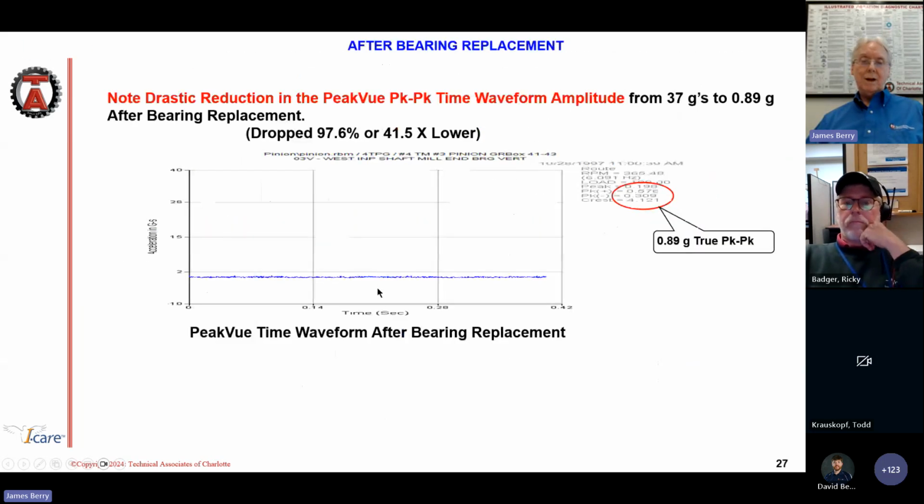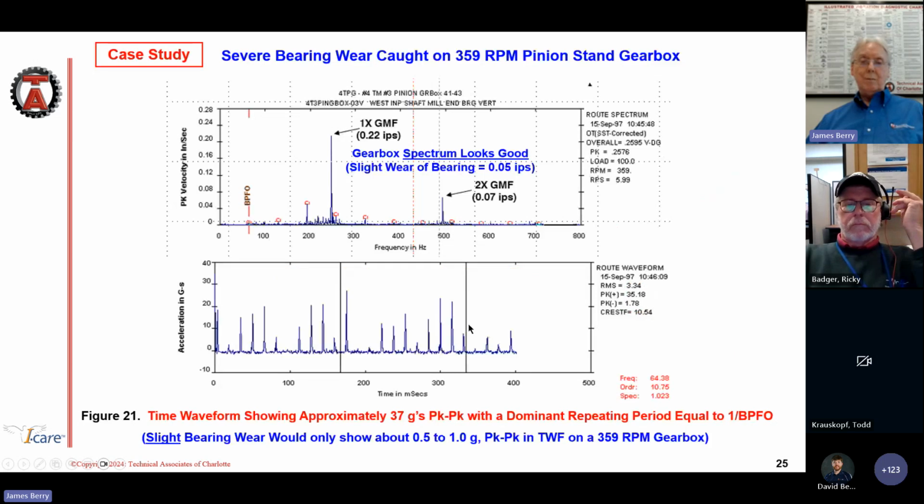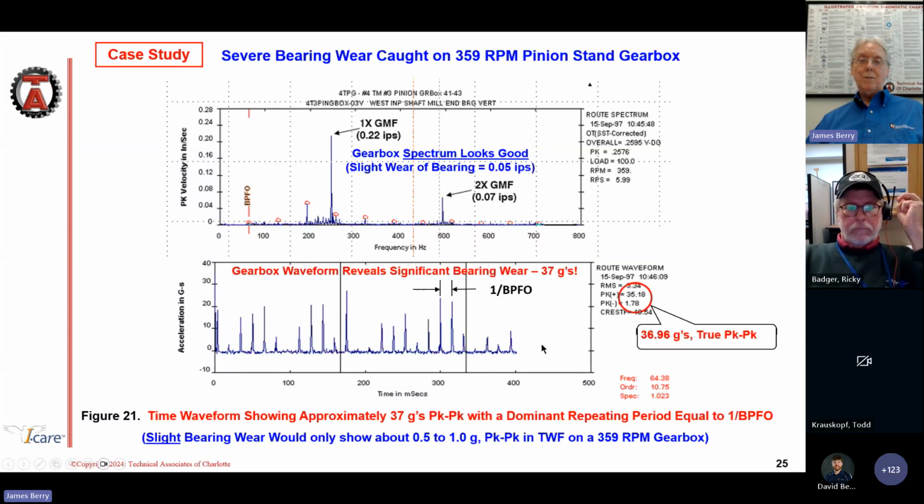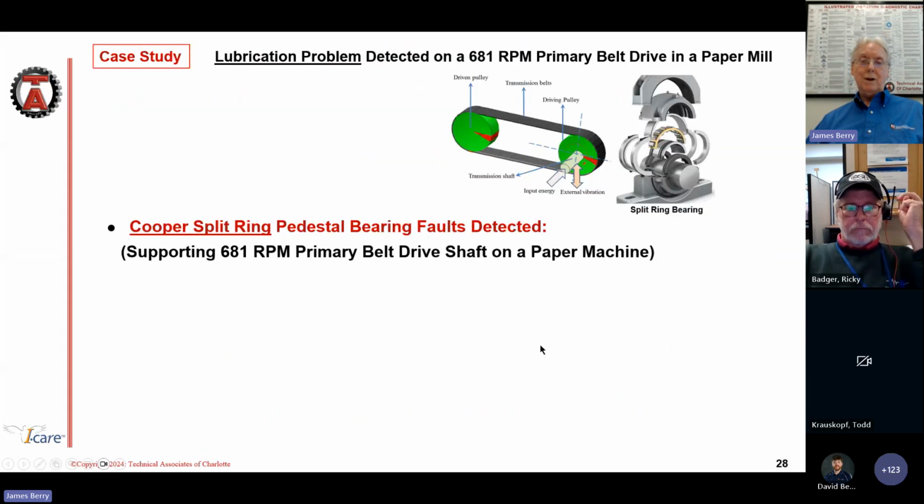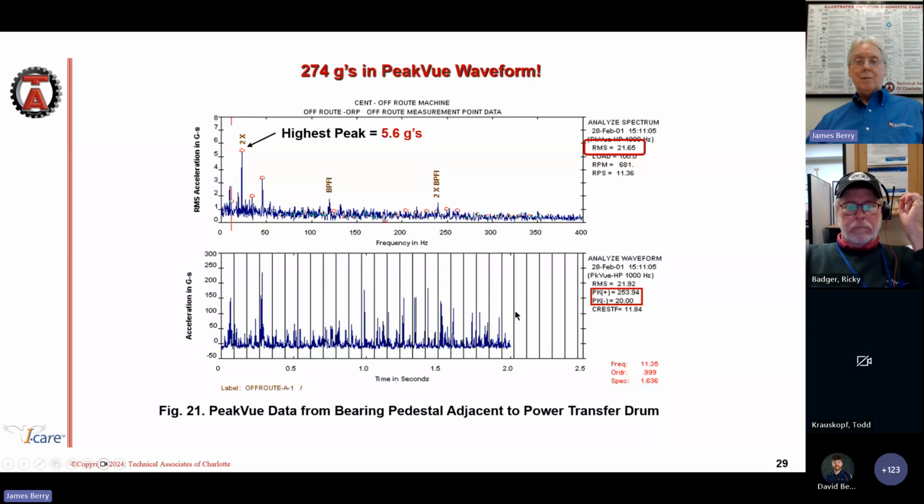Wait a minute. Let's look back real quickly. That would be a bearing problem. And if it's a gear problem, it would be from there to there, from there to there. We would see in the waveform that we have a problem with a gear, like a cracked gear tooth in that case. But instead, we have all kinds of spikes in the waveform.